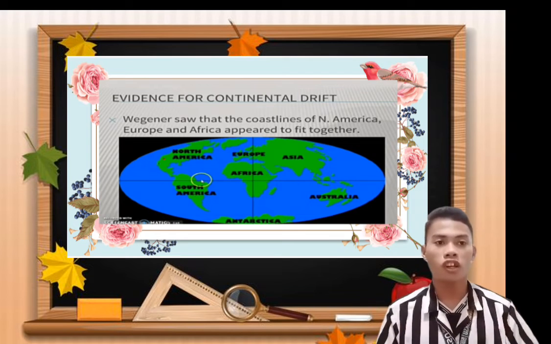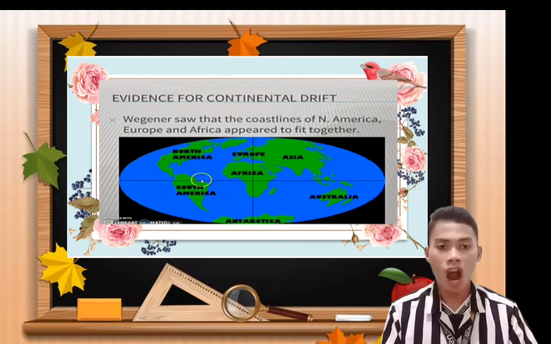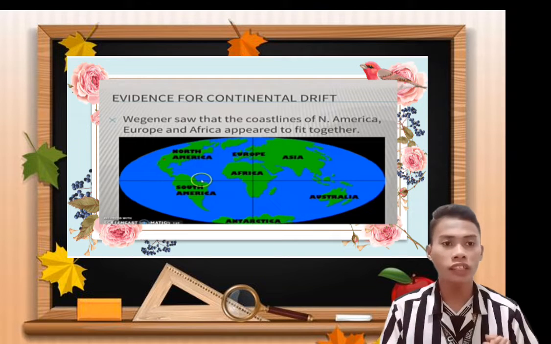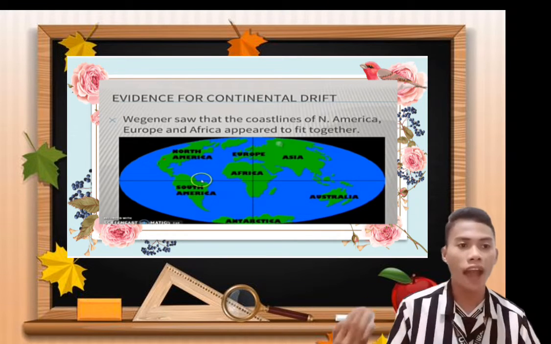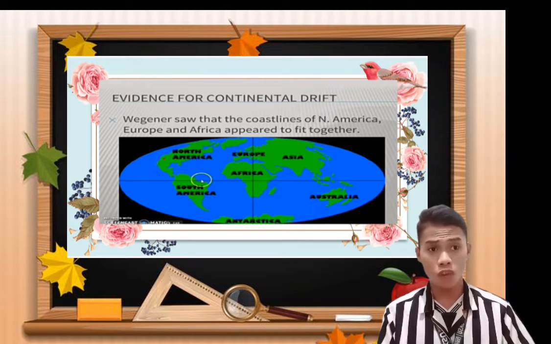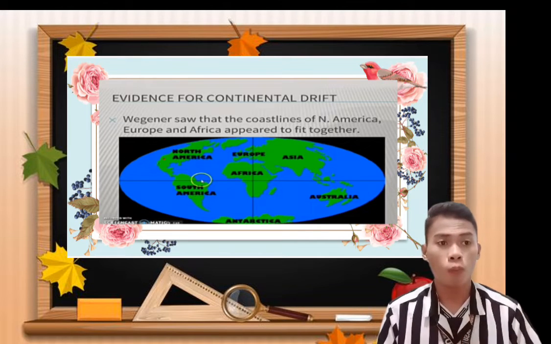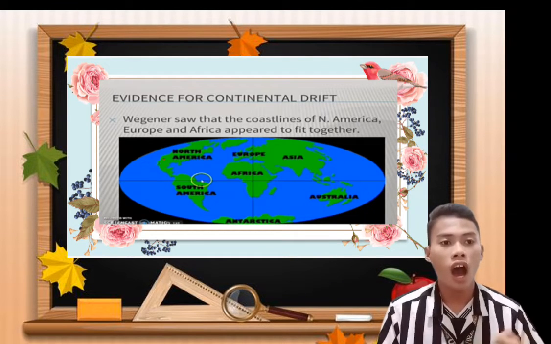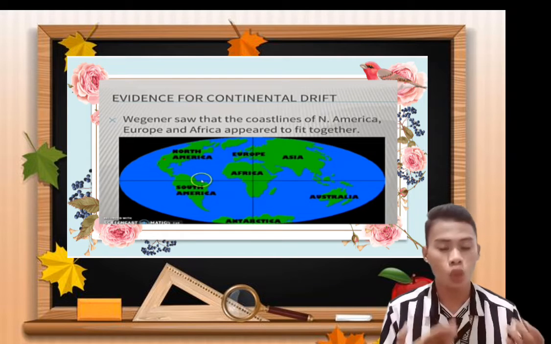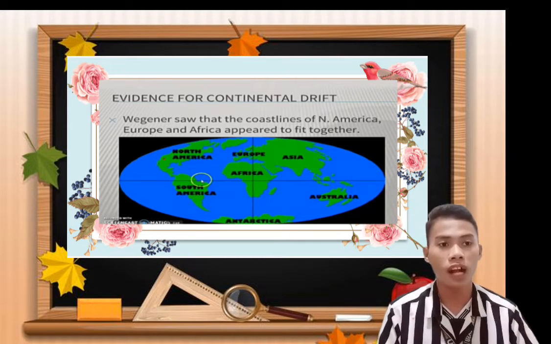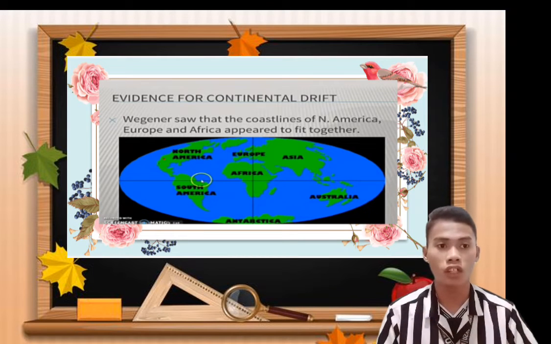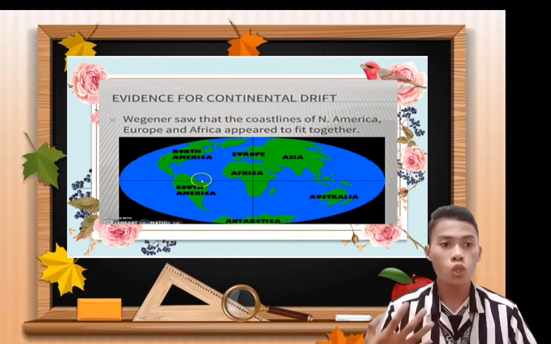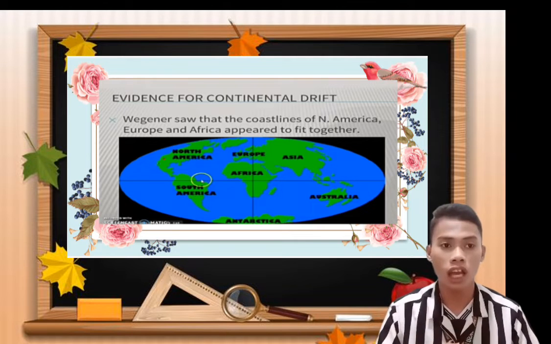Now, three things describe continental drift. Here are the evidences that prove continental drift. First, Wegener saw that the coastlines of North America, Europe and Africa appeared to fit together. As you can see in the picture, these were the seven continents, which are moving apart.